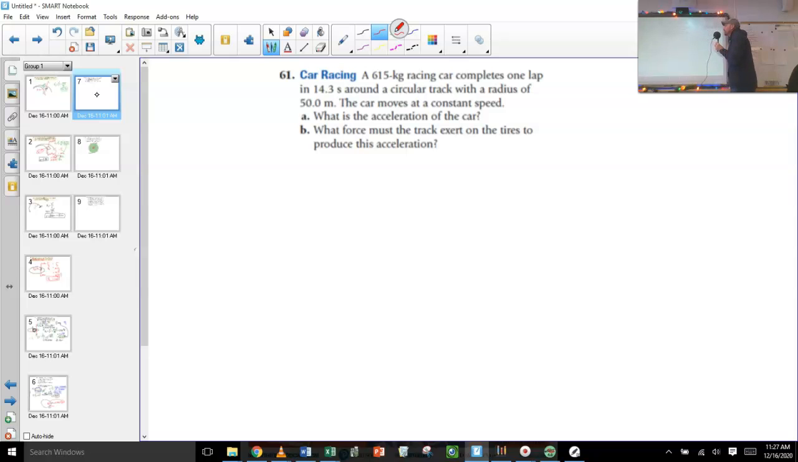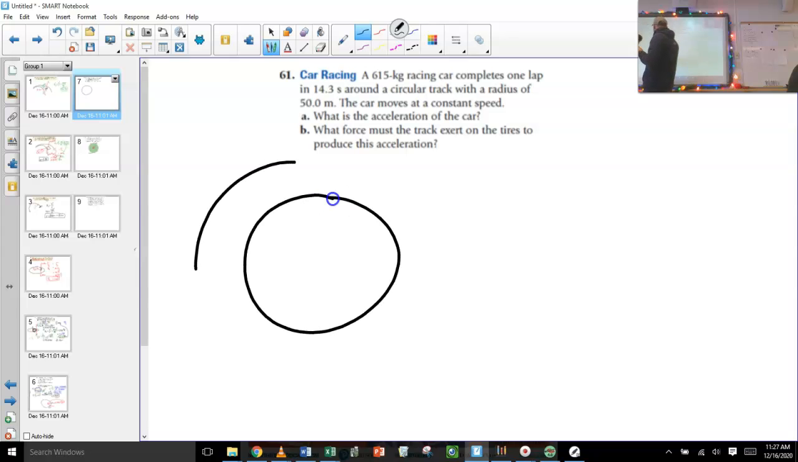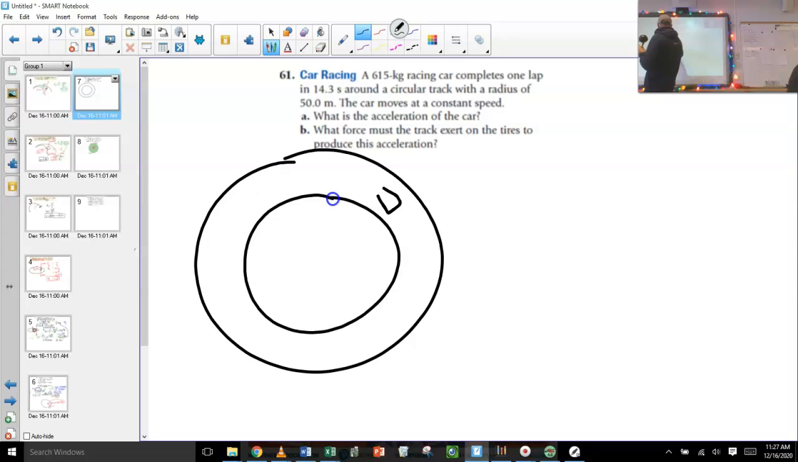Number 61, a car going around a circular track. So I'm going to do an overhead view here. Here's my car.